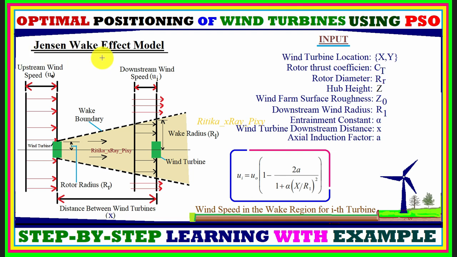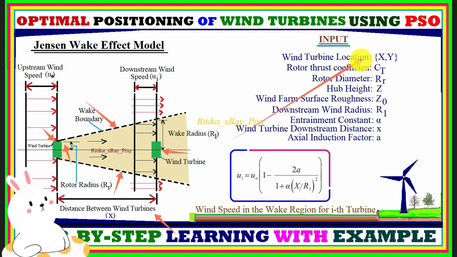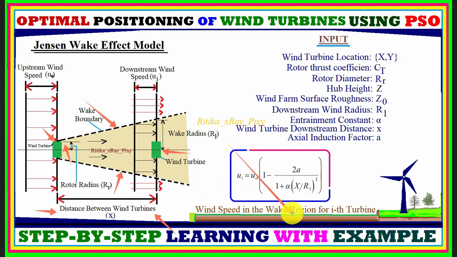So here you can see this is the Jensen wake effect model. Here you can see we have the wind turbine, and this is the distance between the wind turbines, and here this is the rotor radius, and here you can see this is the wake boundary, and here this is the wake radius, and this is the downstream wind speed, and here you can see this is the position for the wind turbine xy.